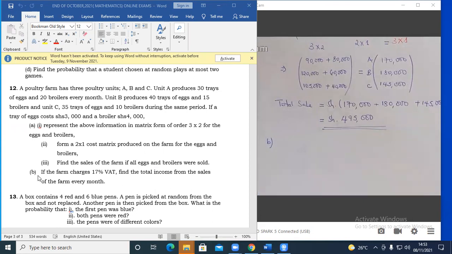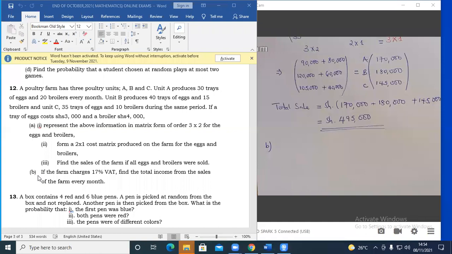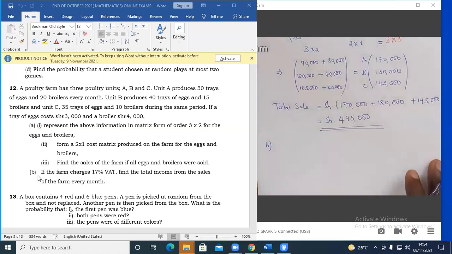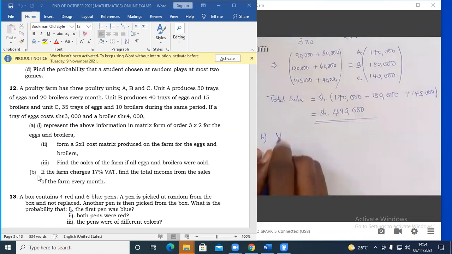Let's go to part B. In part B, what do they want? Find the total income from the sales of the farm every month. Part B of the question: if the farm charges 17%, find the total income of the farm.